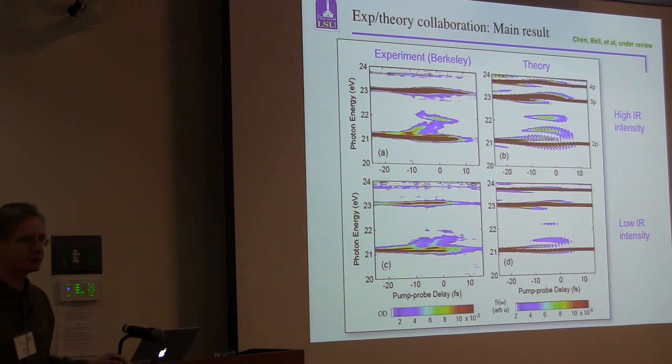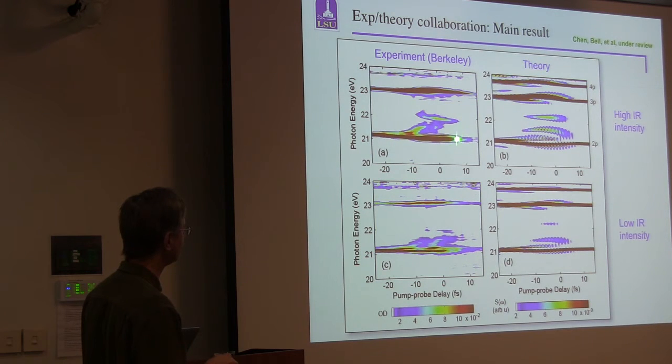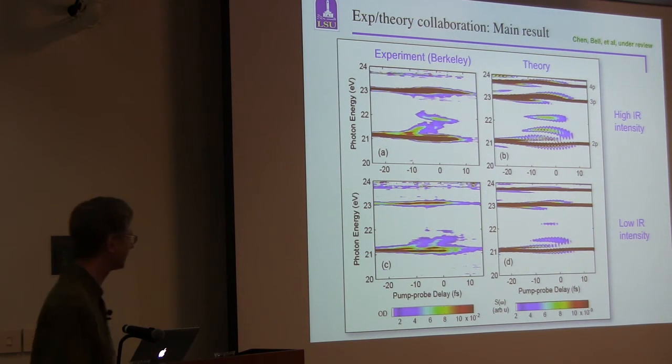And these extra features, by the way, have been seen experimentally by several different groups. So here, for instance, is a comparison of our theory. Here's the 2p line, the 3p, the 4p. Here are these extra features that show up near zero delay. Here's an experiment done in Berkeley in helium, where again you have the bright state feature, you have these light-induced state features. When you turn the intensity down, these features get much less bright. That happens in the experiment as well.